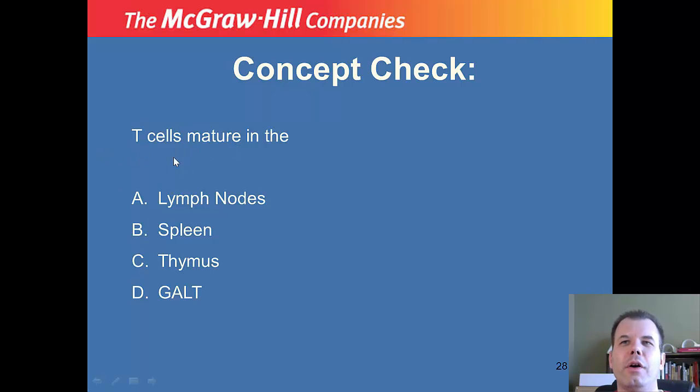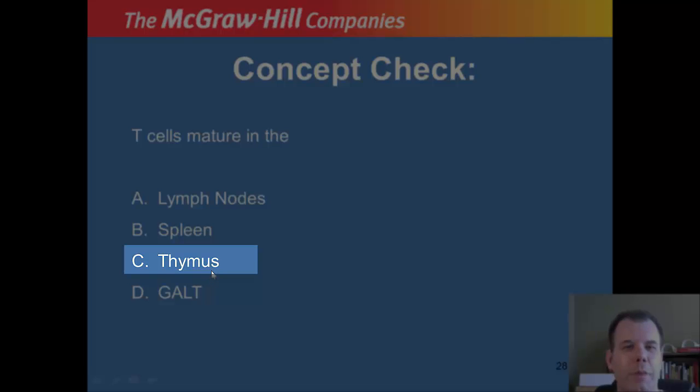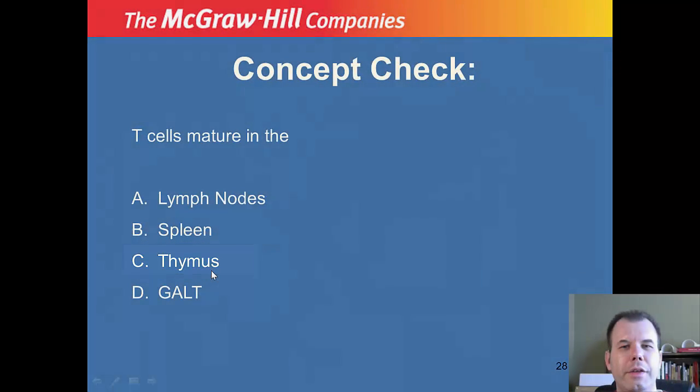So we have the T cells. The T cells mature in what? The lymph nodes, the spleen, the thymus, or the gut? Let's see if you can think of that one. The T cells mature in the thymus. We talked about that. That is a primary lymphoid organ. The T cells get their receptors there and they mature at that spot. That's actually why they're called T cells, because of the thymus. So if you got thymus, good job. You're paying attention to the primary lymphoid organs.